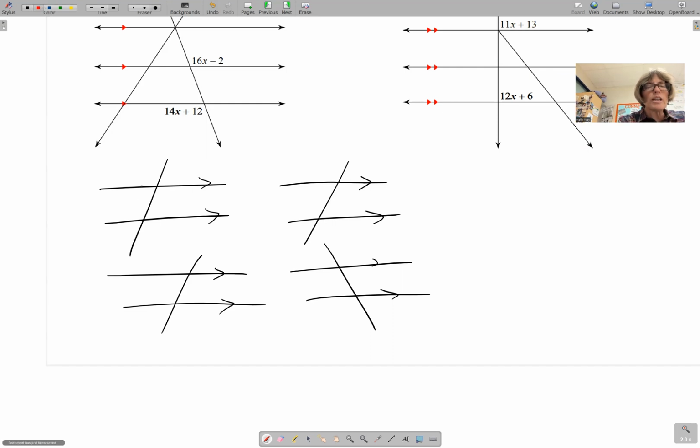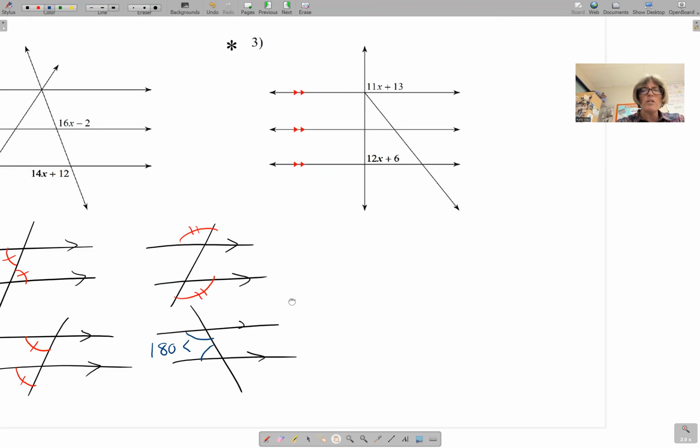First one is alternate interior angles. When lines are parallel, those are congruent. Alternate exterior angles, when lines are parallel, those are congruent. Corresponding, one in, one out, same side. When those are parallel, they are congruent. Then you have consecutive interior angles, also known as same side interior. When those lines are parallel, these are supplementary. So those are your 4 types of angles.